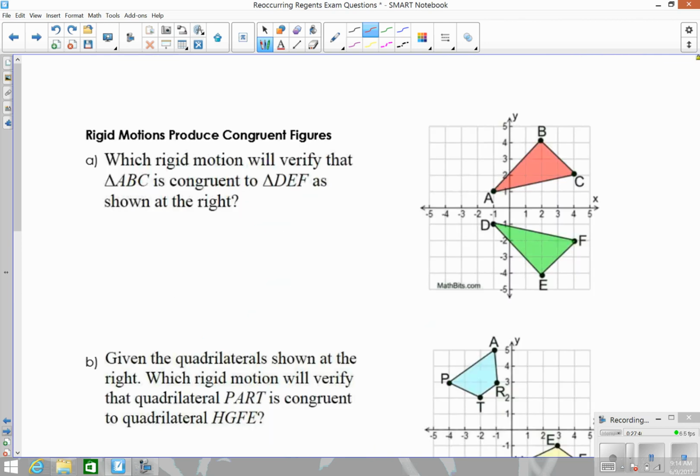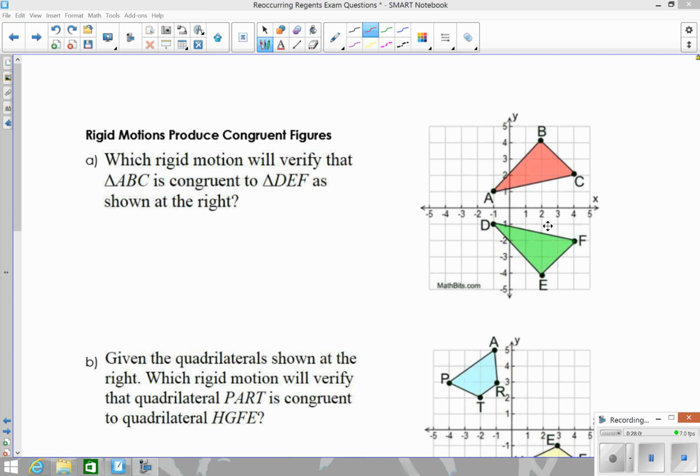All right, and then the last part here is just using rigid motions to verify that you have congruent figures, or to prove you have congruent figures. So for the first one here, which rigid motion will verify that ABC is congruent to triangle DEF? So we have to just figure out, how did I get from one triangle to the other?